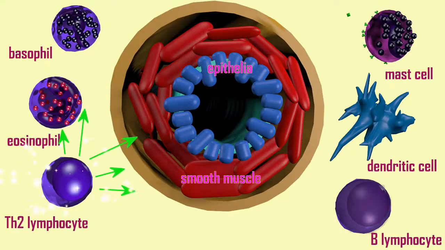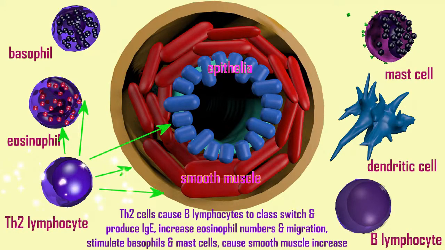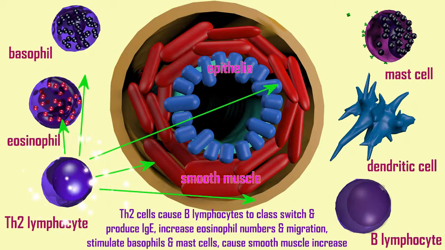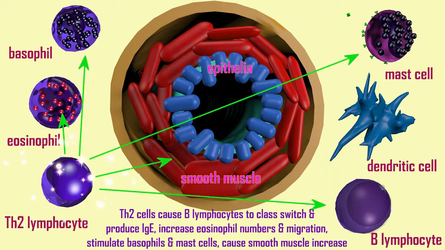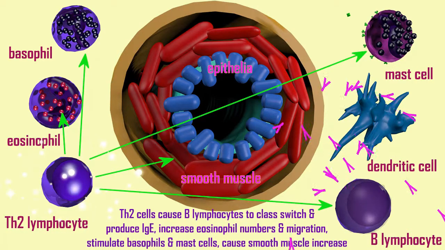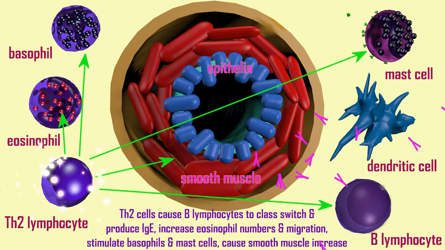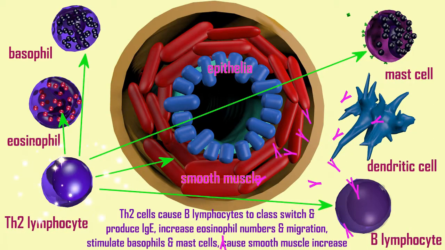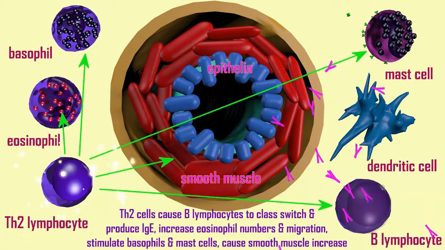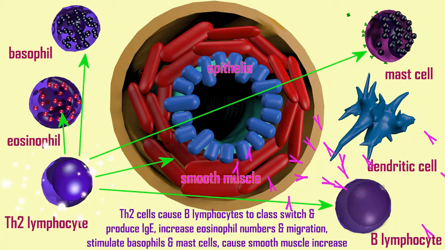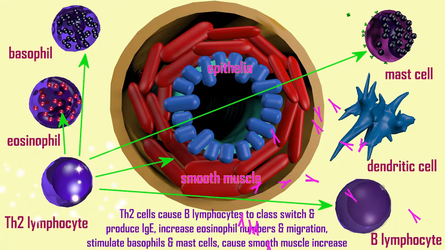The Th2 T lymphocytes secrete a host of local hormones which have diverse inflammatory effects by promoting the maturation of eosinophils from the bone marrow, their migration to bronchioles, and increasing their activity, by promoting the inflammatory responses of mast cells and basophils, by causing the hypertrophy of smooth muscle, and by causing B lymphocytes to class switch and produce IgE antibodies.